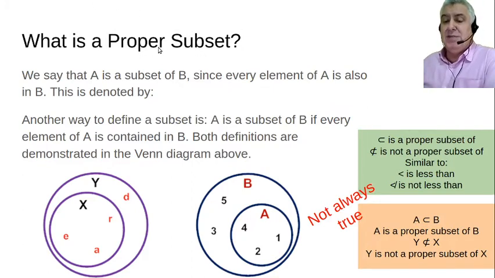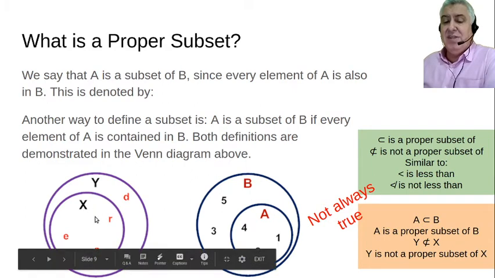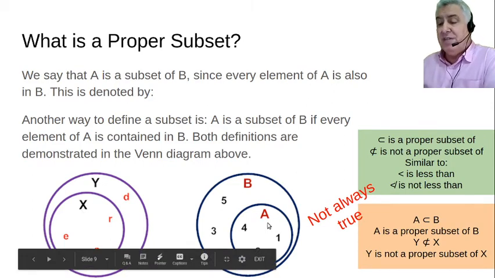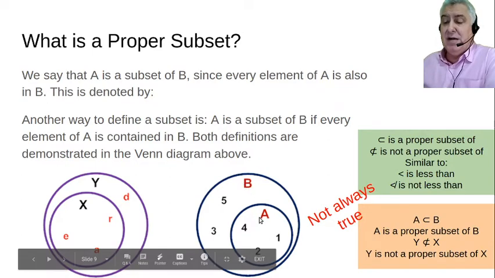A proper subset means that everything that is in X is also in Y, but there are some things in Y that are not in X. Or everything that is in A is also in B, but there are some things in B that are not in A. So A is a proper subset of B.